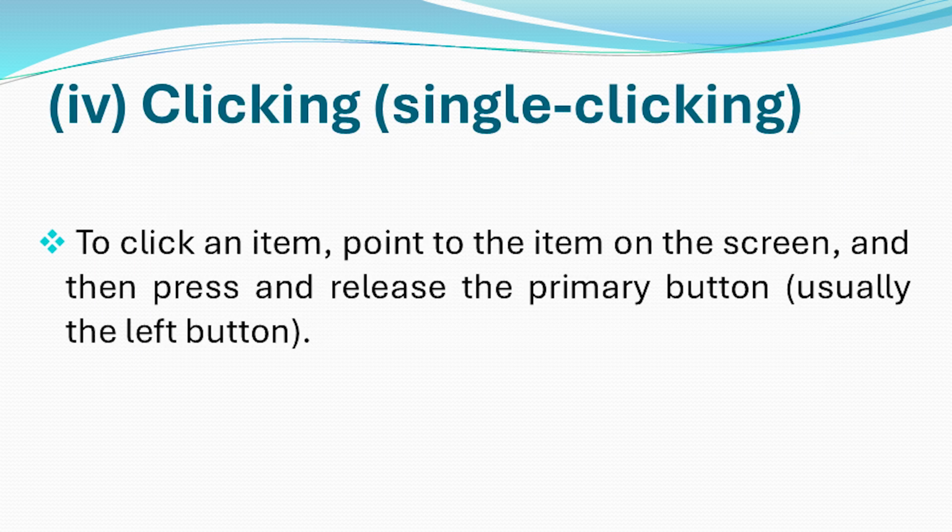Clicking, or single-clicking. To click an item, point to the item on the screen, and then press and release the primary button, usually the left button. It is most often used to select, or mark, an item or open a menu. This is sometimes called single-clicking or left-clicking.